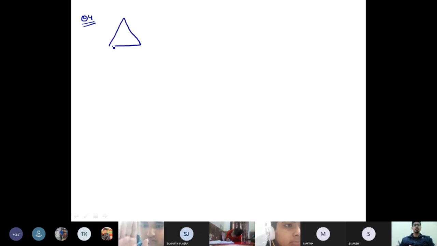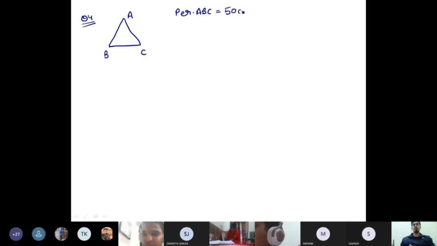Question number 4. The perimeter of triangle ABC is 50 centimeter. It is given to us. If the sides AB, BC, AC are respectively 15 centimeter, 10 centimeter, and x plus 4, we have to find out the value of x.